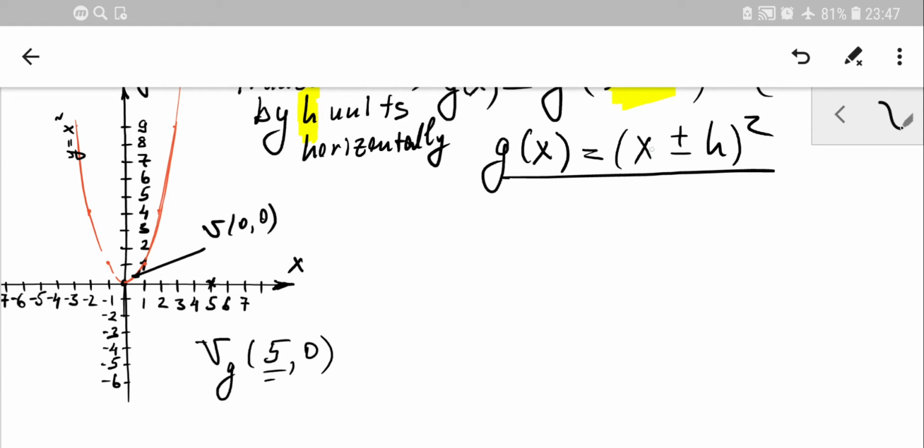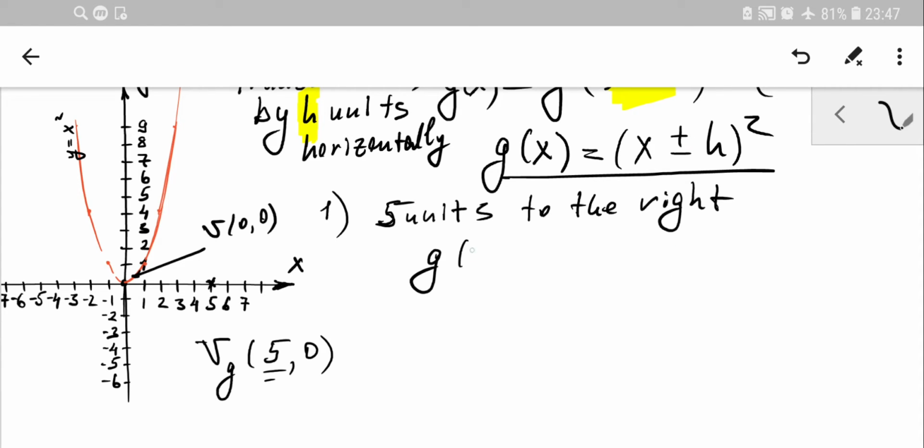Should we put x minus 5 or plus 5? So let's consider that it was translated 5 units to the right from the original position. 5 units to the right from the original position. So which sign should we actually use?